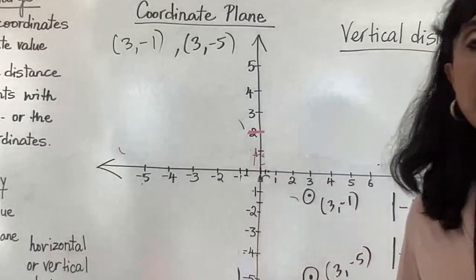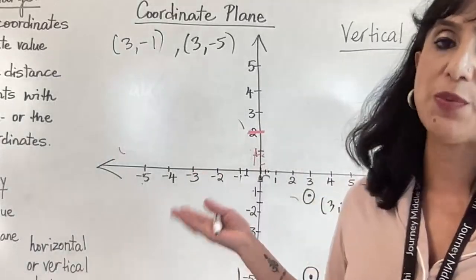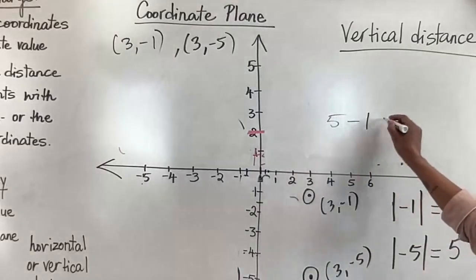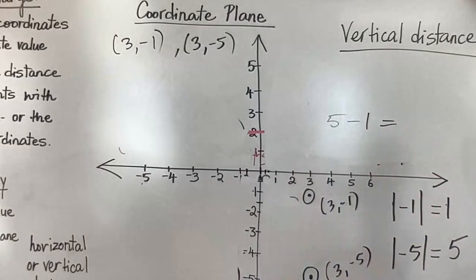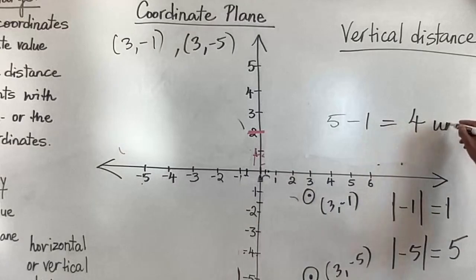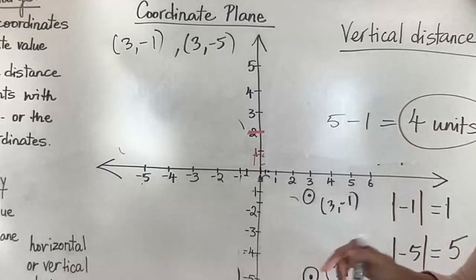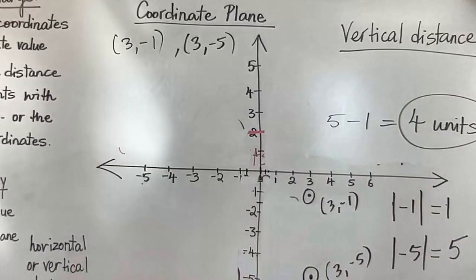Since they are in the same quadrant, we are going to subtract the two absolute values. And what is 5 minus 1? I get 4 units. 4 units apart. Okay, so the distance from here to here is 4 units apart. All right, now if they are in different quadrants, we are going to add the absolute value. So let's consider the points 2, 1.